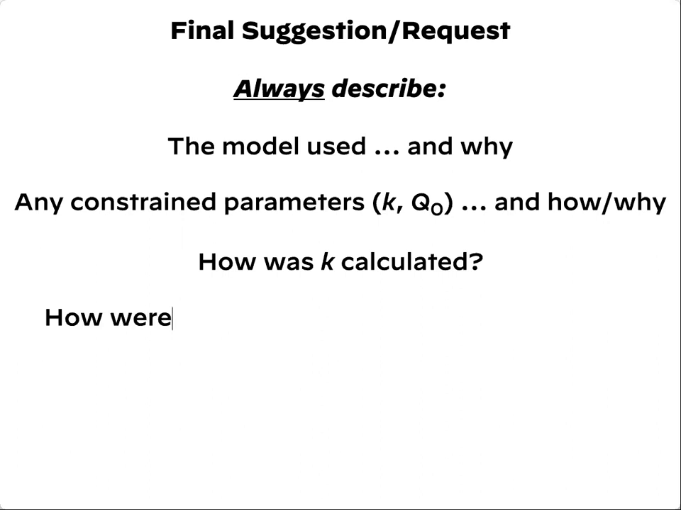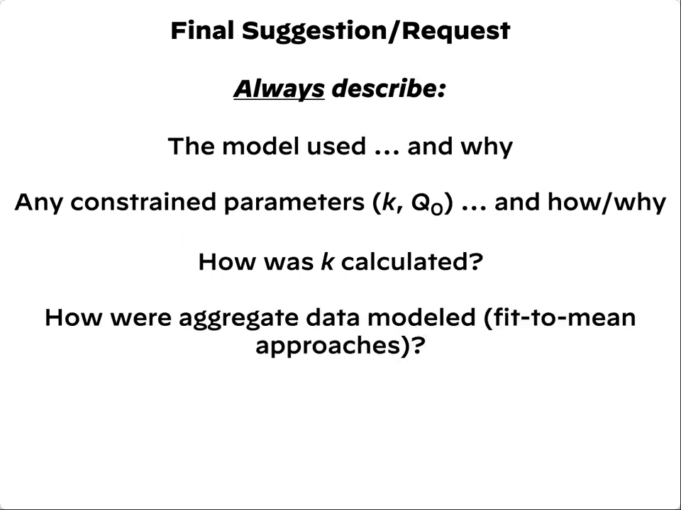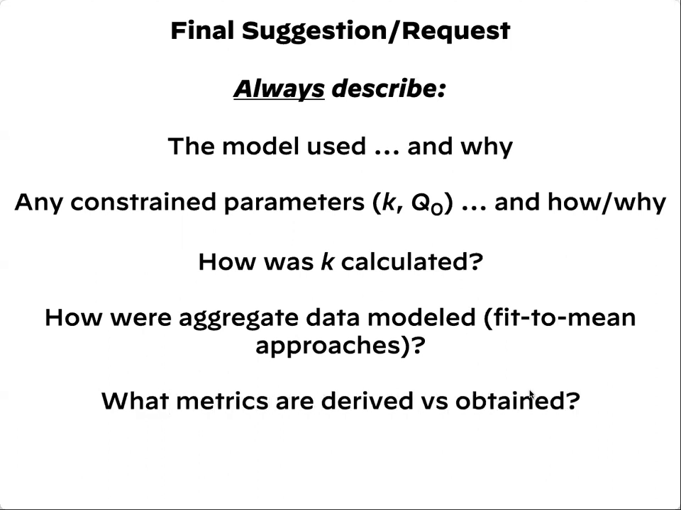And then based on the new work on the mixed effects modeling, it's important to talk about how you modeled your aggregate data. Did you do the fit to mean approach? Are you looking at the pooled data? That's important to discuss. And of course, obviously, we should be discussing whether or not your metrics were derived by an equation or simply observed or obtained from the purchase task self-report itself. So for instance, Q naught, what is that value? Did they put 10, or did the curve say it should be 10 based on the regression? So we need to make sure that we're specifying that.